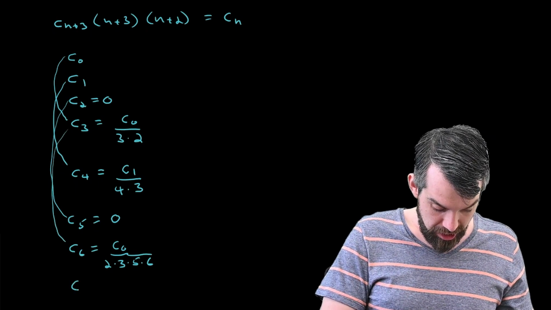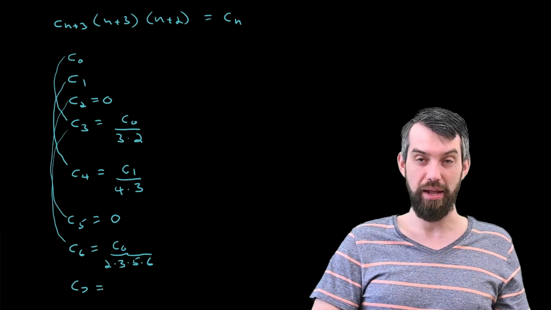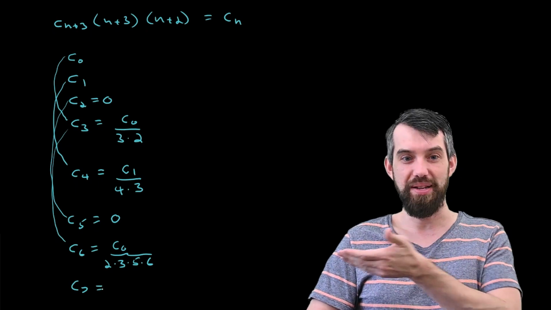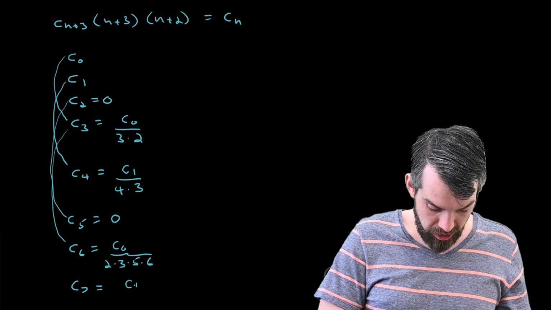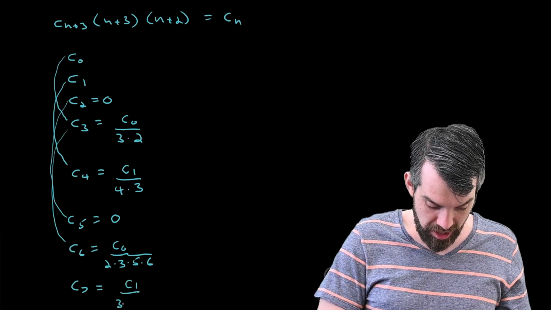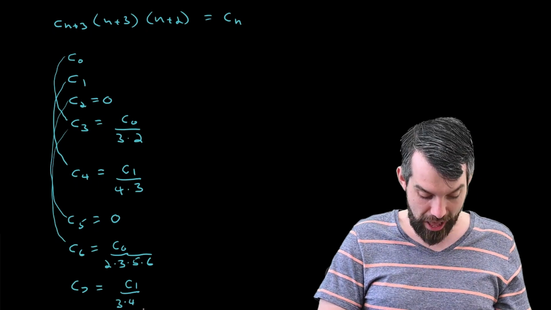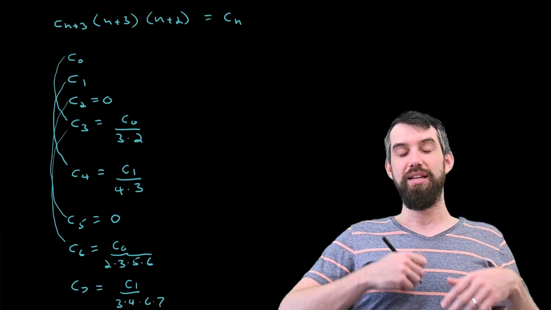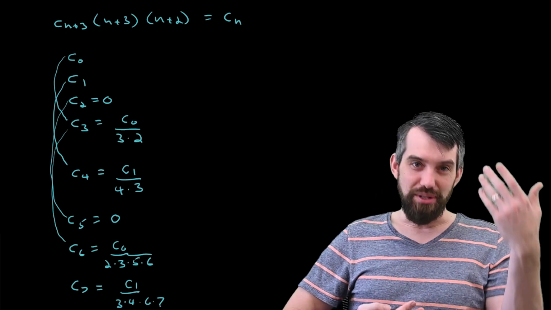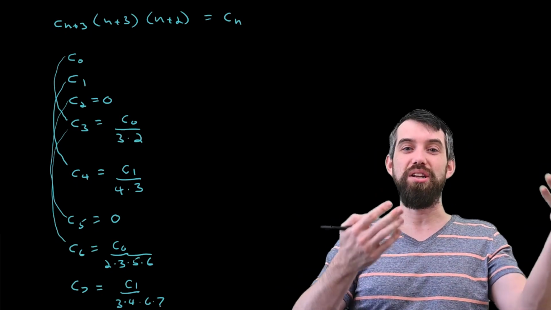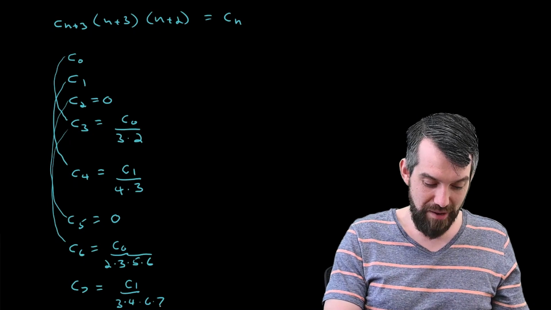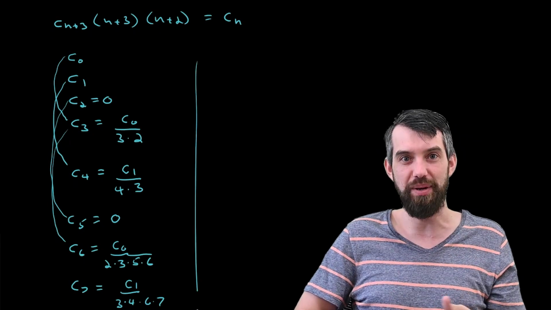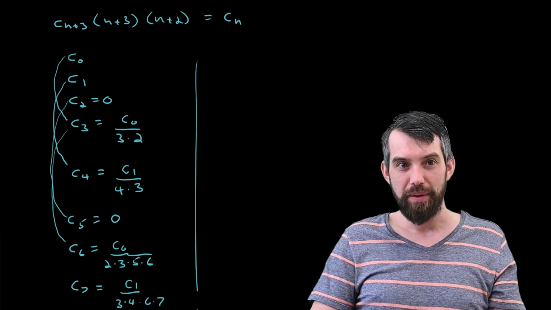Okay, what about C7 then? Well, this is the same thing as the C4, but divided by 7 times 6. So it's C1 divided by the 3 times 4. I skip 5, and then it is a 6 times 7. C8 is related to C5, which was 0, and so forth. Okay, so we have this sort of long pattern here that we're seeing. We could keep on doing this as long as we wish, but can we come up with a general pattern?